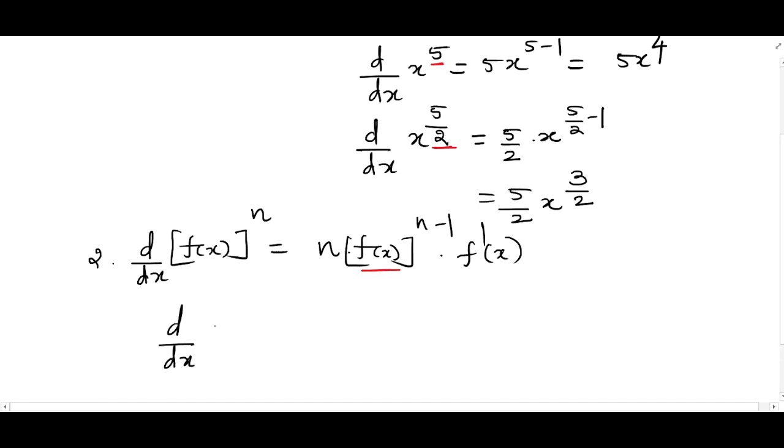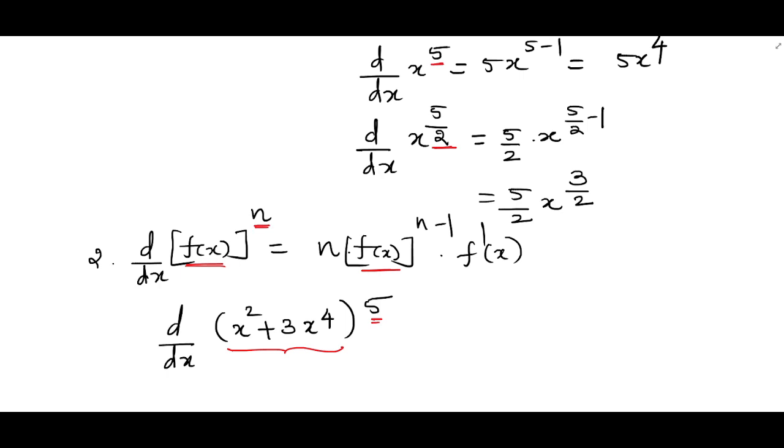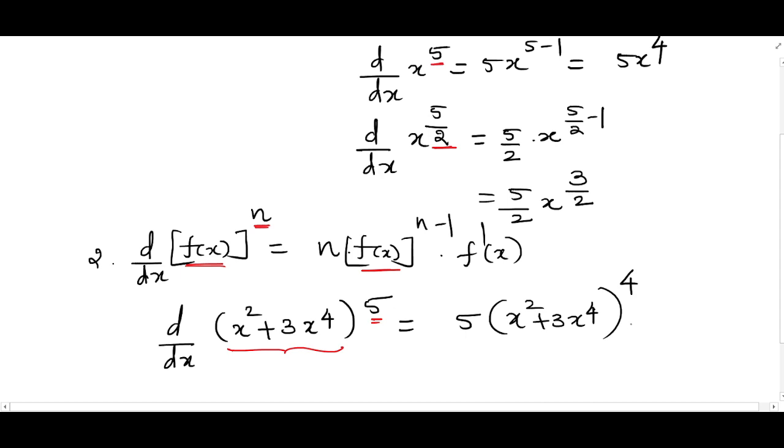So for any function of x, let us say I am taking x square plus 3x to the power 4, whole to the power 5. Now I will compare. Here f of x is this function x square plus 3x raised to 4, and the value of n is 5. So what the formula would be: n, which is 5, into f of x, so as it is the function f of x, we are writing x square plus 3x raised to 4, to the power 5 minus 1, because n is 5, so 5 minus 1 is 4, into f dash of x, so into the derivative of this function f of x.